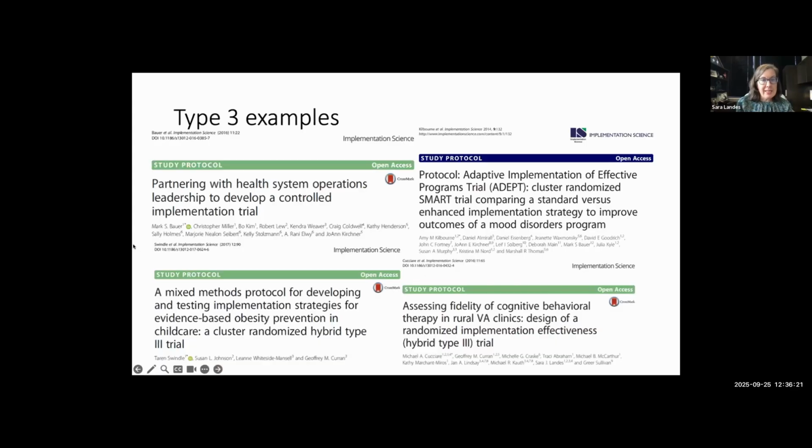So these are some type 3 examples. A lot of them are from actually folks here in Little Rock. My colleague Taryn Swindle does work in obesity prevention and childcare. A colleague of mine, Mike Couture, has done fidelity of cognitive behavioral therapy in rural VA clinics. It looks like almost all of these I did in healthcare systems, but Taryn's done quite a bit of work, hers actually is in childcare settings. I lied, that's a childcare one. But again, lots of study protocols. So if you need more ideas for what type 3s can look like, feel free to reach out.